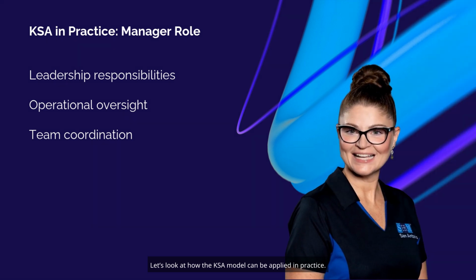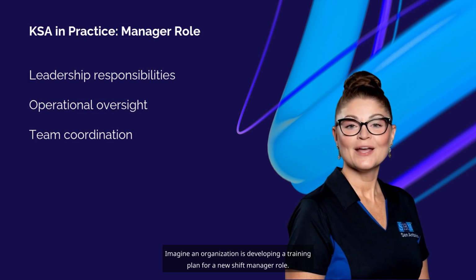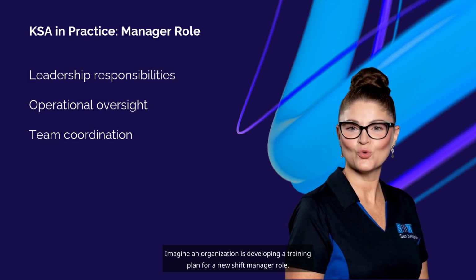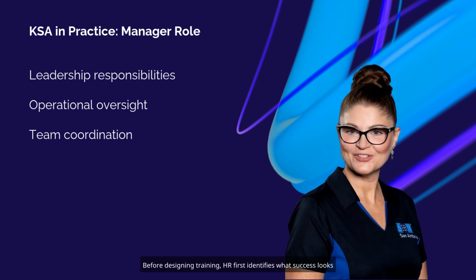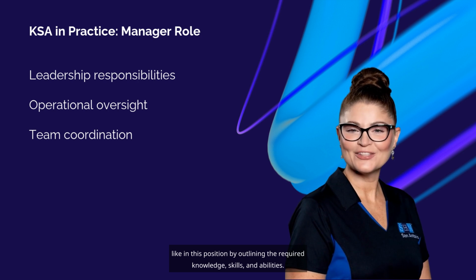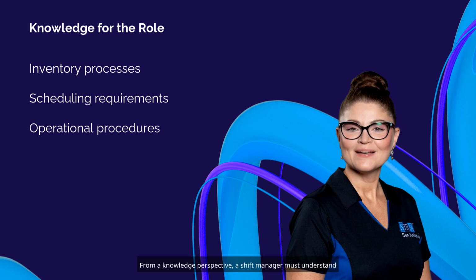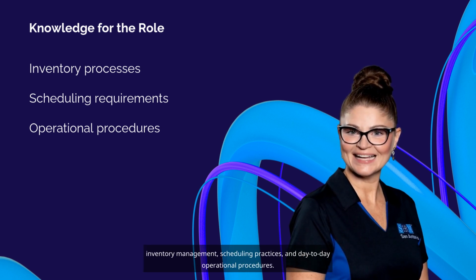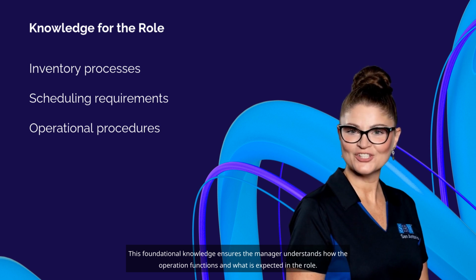Let's look at how the KSA model can be applied in practice. Imagine an organization is developing a training plan for a new shift manager role. Before designing training, HR first identifies what success looks like in this position by outlining the required knowledge, skills, and abilities. From a knowledge perspective, a shift manager must understand inventory management, scheduling practices, and day-to-day operational procedures. This foundational knowledge ensures the manager understands how the operation functions and what is expected in the role.